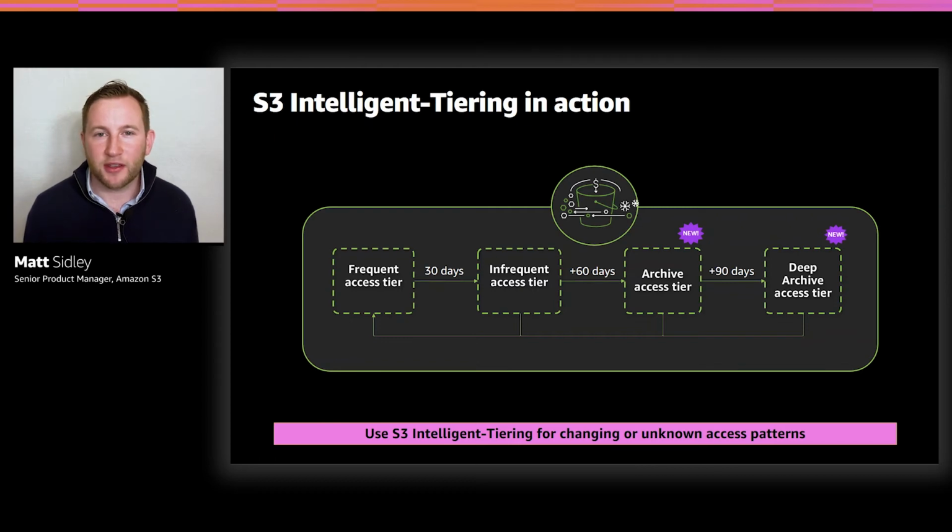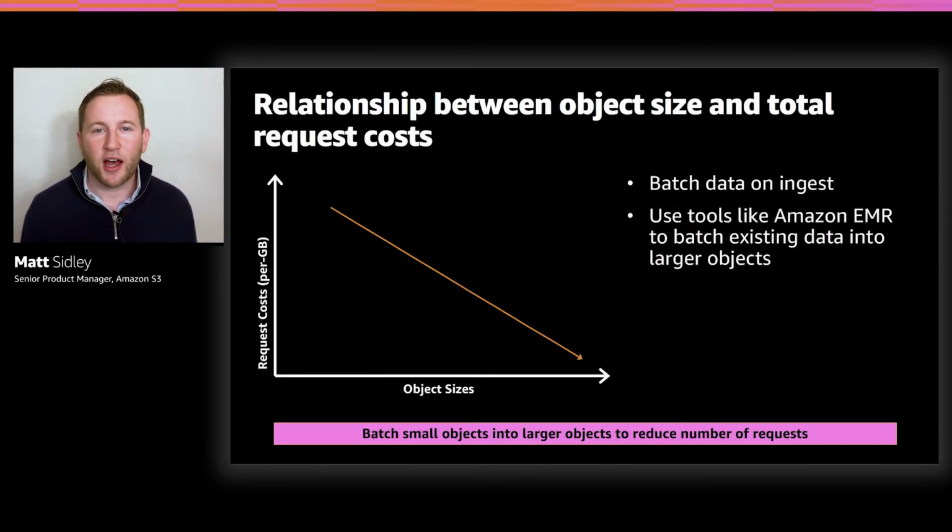Anytime an object in the archive access tier or deep archive access tier is restored, the object will automatically move back to the frequent access tier, as little as a few hours. As mentioned earlier, there are no retrieval fees associated with S3 Intelligent Tiering, and it is ideal if you have changing or unknown access patterns.